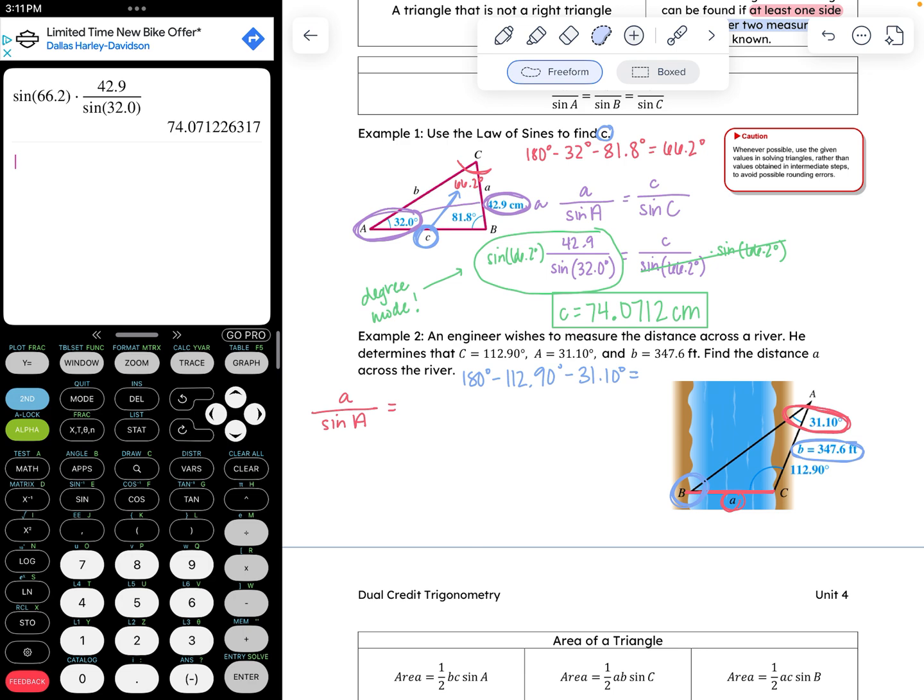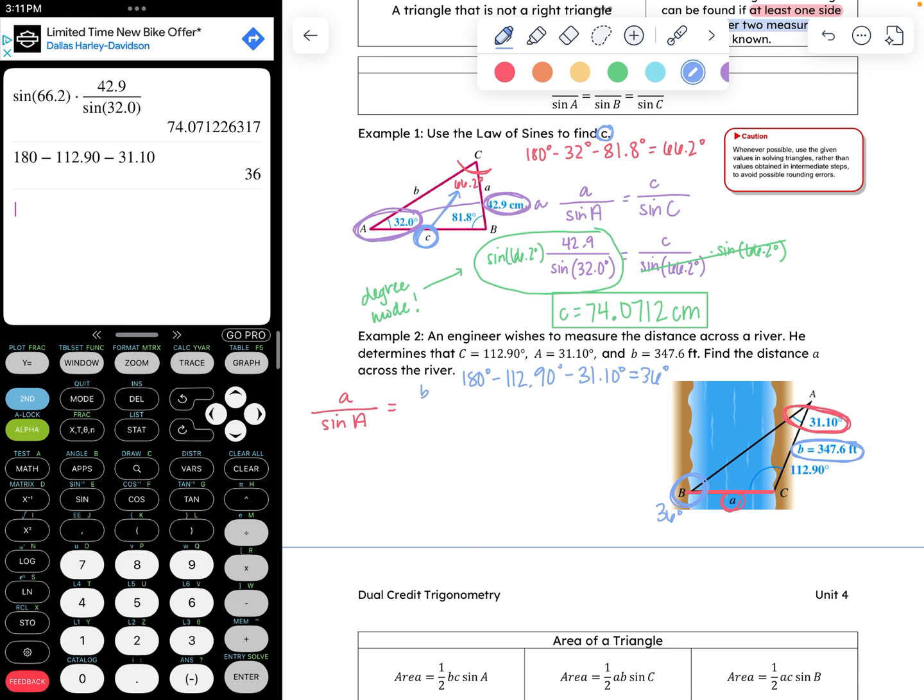Okay, so 180 minus 112.90 minus 31.10 gives me 36. That's a nice, pretty number. So angle B right here is 36 degrees.